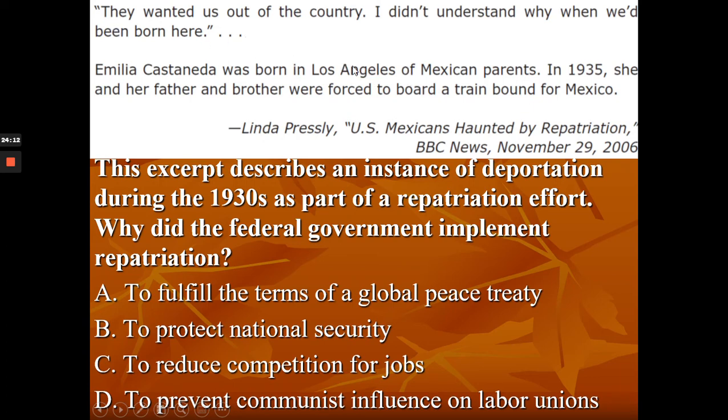They wanted us out of the country. I didn't understand why when we had been born here. Amelia Castaneda was born in Los Angeles of Mexican parents. In 1935, she and her father and brother were forced to board a train bound for Mexico.